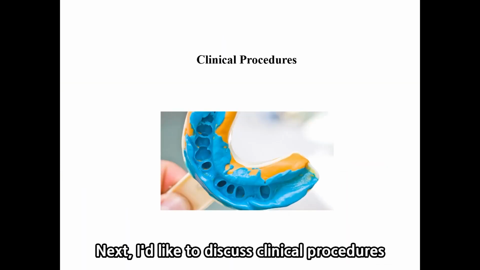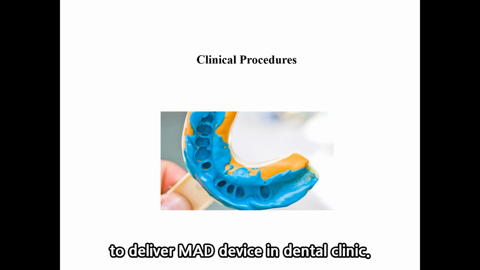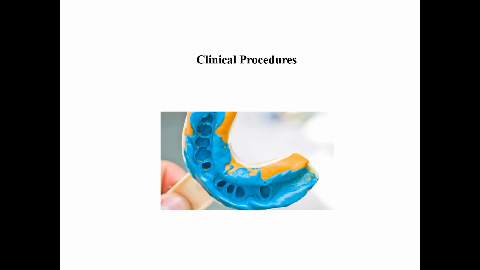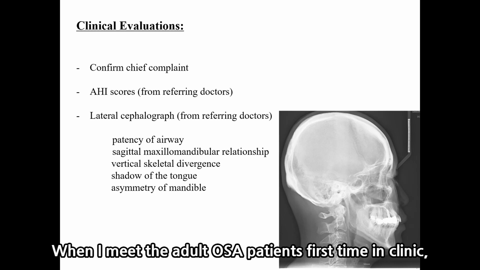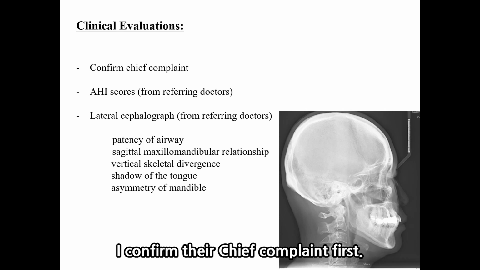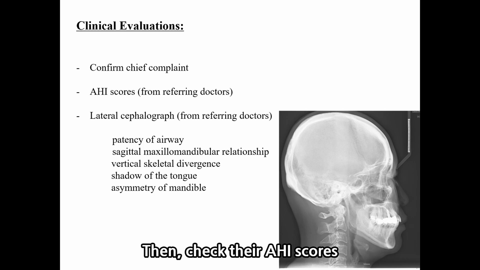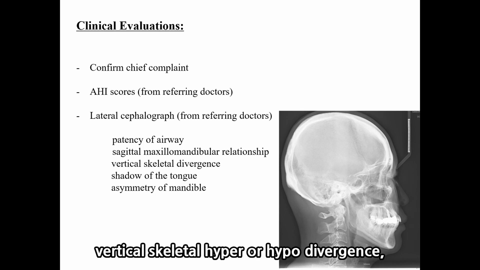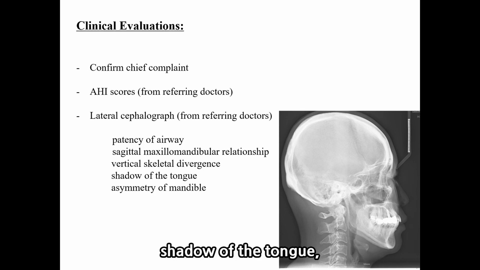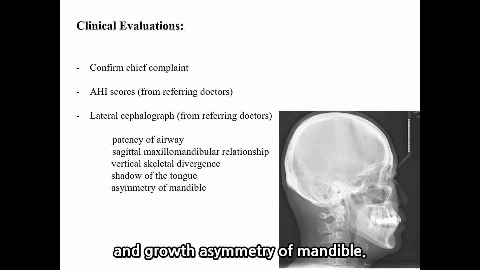Next, I'd like to discuss clinical procedures to deliver MAD device in dental clinic. When I meet adult OSA patients the first time in the clinic, I confirm their chief complaints first, then check their AHI scores, usually from the ENT doctors, and evaluate lateral cephalograph, looking for patency of airway, sagittal skeletal relationship, vertical skeletal hyper or hypo divergency, shadow of the tongue, and gross asymmetry of the mandible.